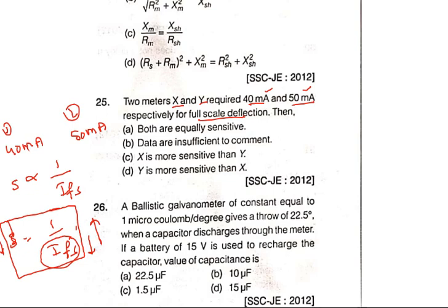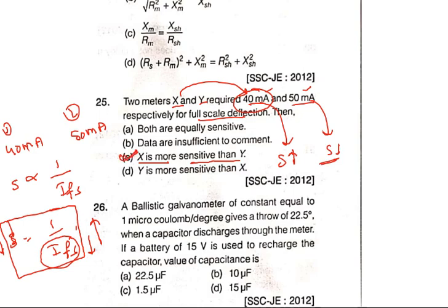In this case, X is very small, 40 milliamps, compared to the second one. This is small. When current is small, what happens? Sensitivity becomes more. So that happens in option C only. X is more sensitive than Y. Less value, more sensitivity. Sensitivity increases. In the second case, sensitivity decreases. That is why C is the correct answer. X is more sensitive than Y. This is the correct answer.